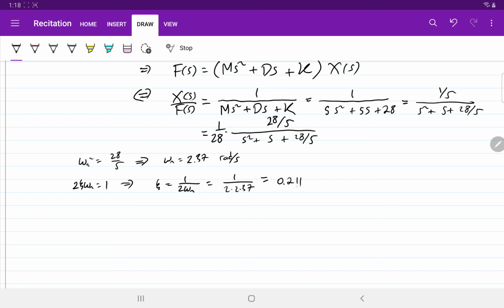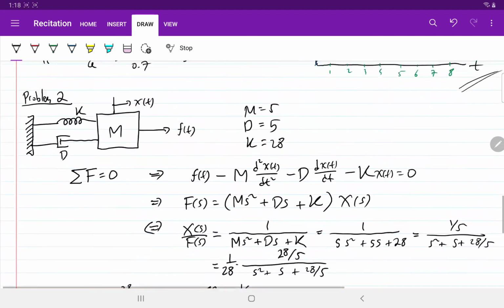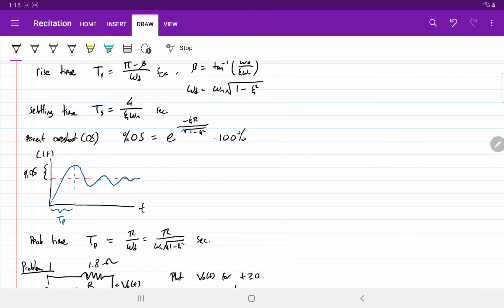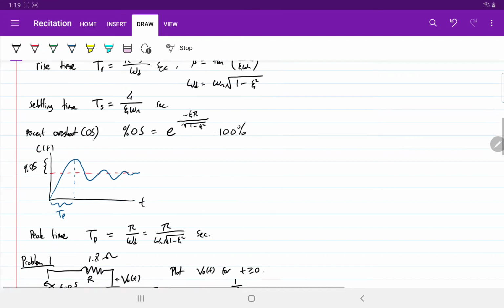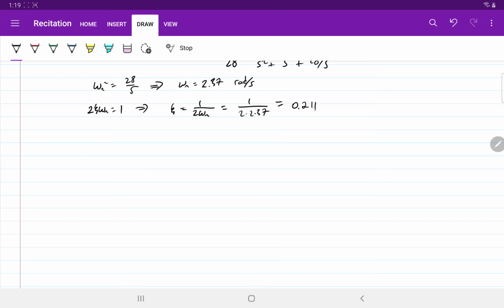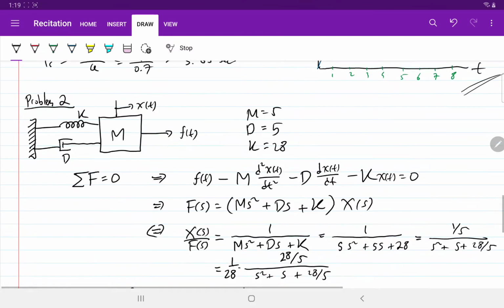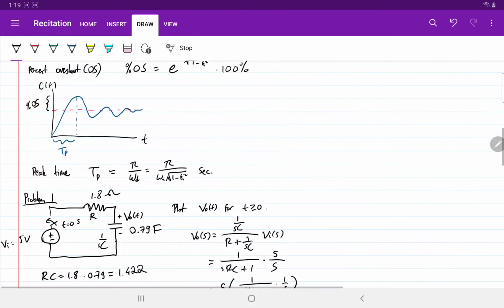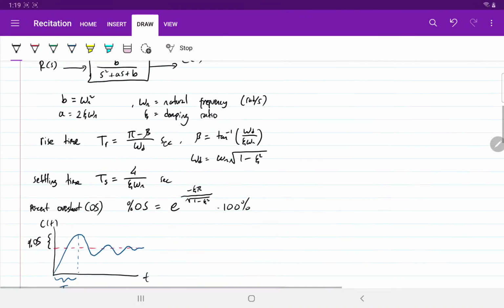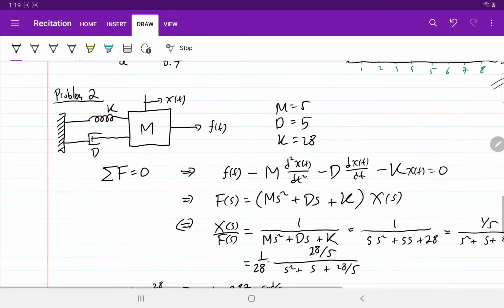Remember that zeta doesn't have any unit, and zeta represents the damping ratio. So we know that the damping ratio of the system is 0.211, which is between 0 and 1. What does it mean? It means that the system is underdamped. In an underdamped system, the system will oscillate, and it will also have some overshoot. So the trajectory should look like this, right? We want to find the trajectory of x of t given a step input on the force. Eventually we need to compute rise time, settling time, percent overshoot, and peak time. Alright, so let's do that.